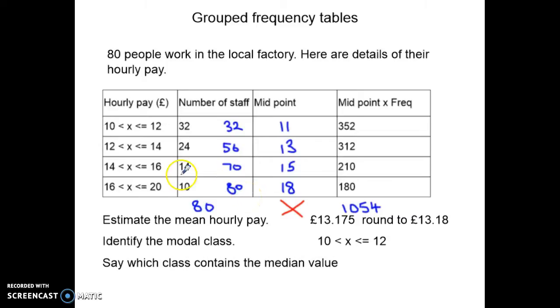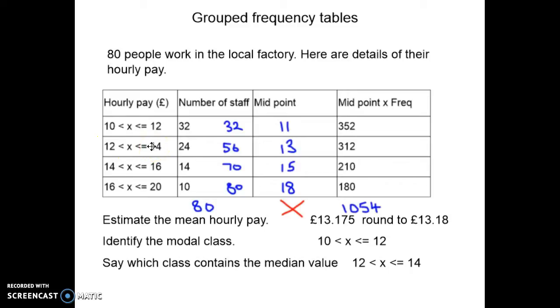So 80 values, my halfway point is 40. So I'm looking for when my running total of frequency goes past 40. And it's here in the second row. So I'm going to say that this class, or this group of 12 to 14, is the group or the class that contains the median value. I've now written in that answer for which class contains the median value. It's this second one here.